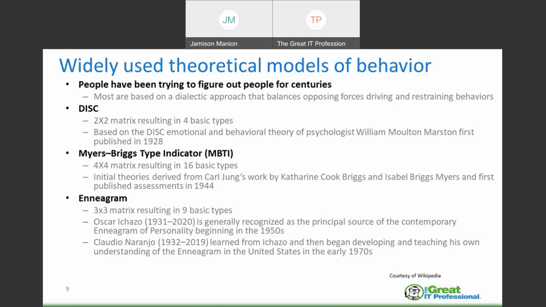And then the Enneagram is a 3 by 3 matrix, and there are 9 basic types. The history is a little bit misty, but it really came to the United States from a gentleman named Claudio Naranjo in the early 1970s, 1971. So it's only been around for a very short time compared to the others. I am always looking for ways to help improve performance in myself as well as others, and I was pretty excited to learn about this.